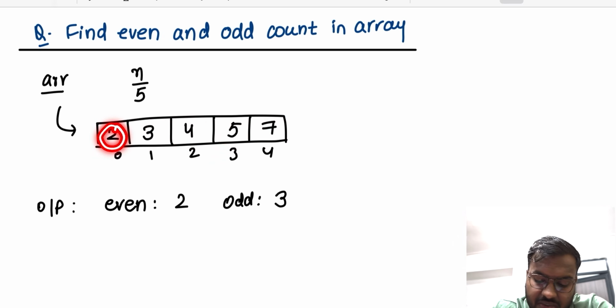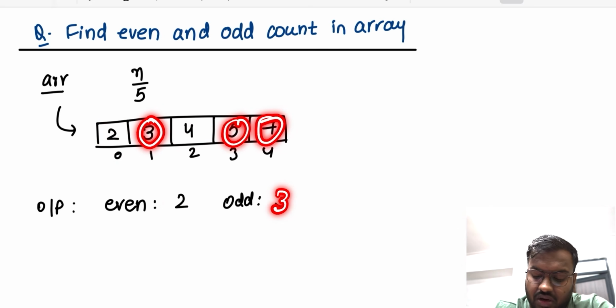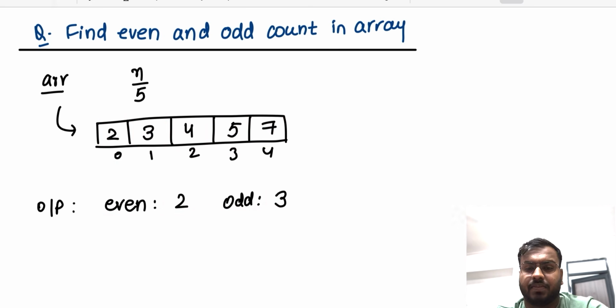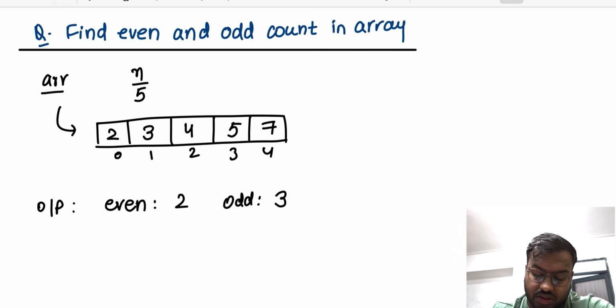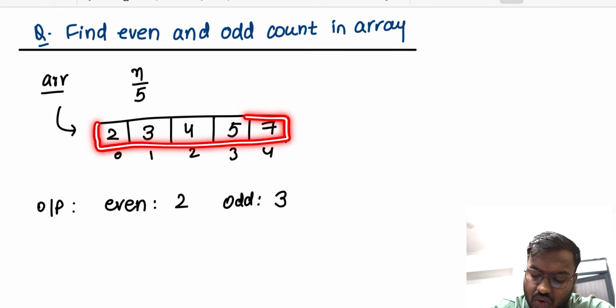So how many even numbers are there? There are 2 even numbers. And how many odd numbers are there? 1, 2 and 3. There are 3 odd numbers. So this should be your output. So the idea is very simple. What you will do, you will traverse the whole array.